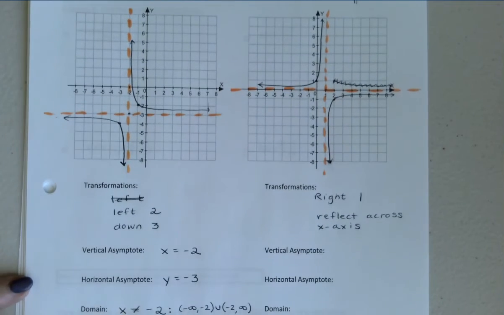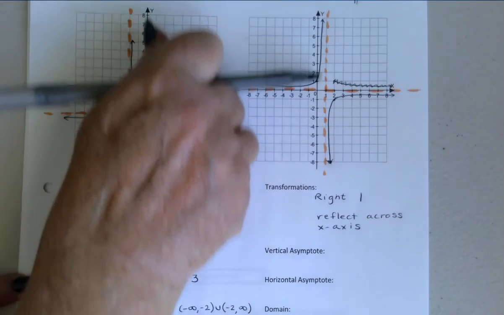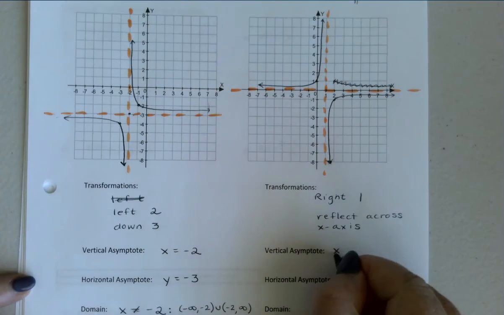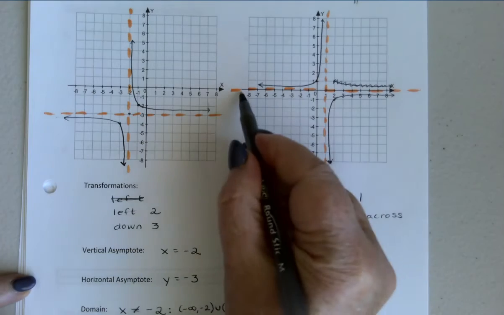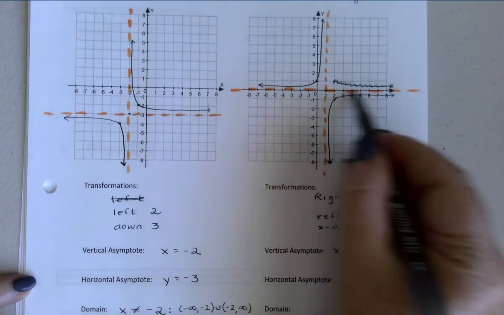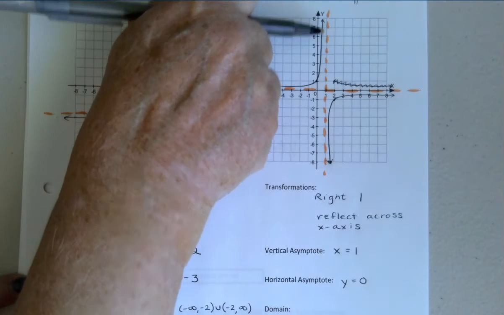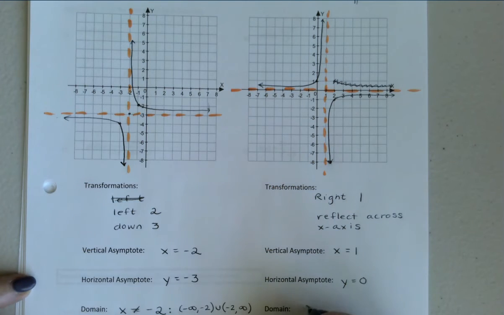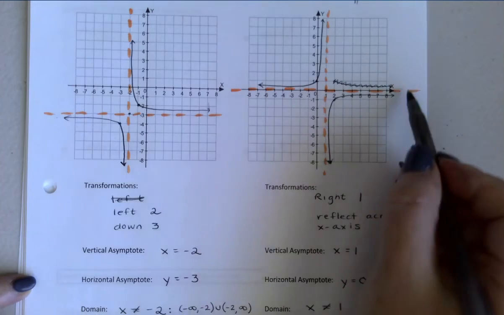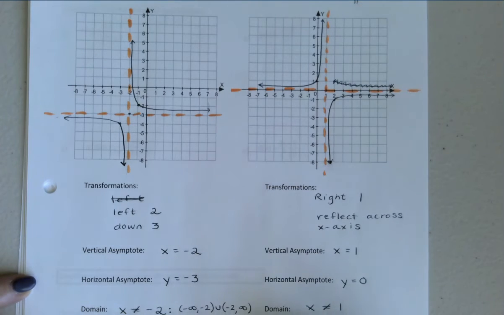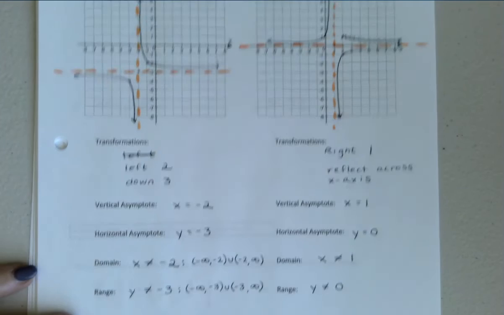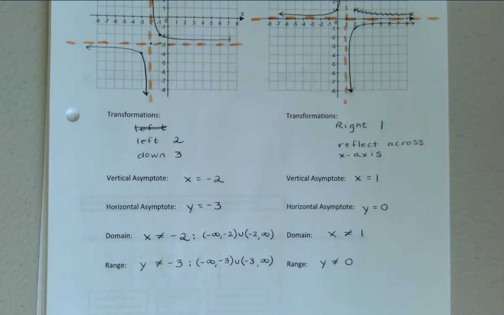All right, my vertical asymptote is here at x equals 1. And my horizontal remains here at y equals 0. My domain, the x values never touch x equals 1, so x is not equal to 1. And the y values never touch 0, so y is not equal to 0. And I'll leave you to write the interval notation if you'd like to try to do that as well.